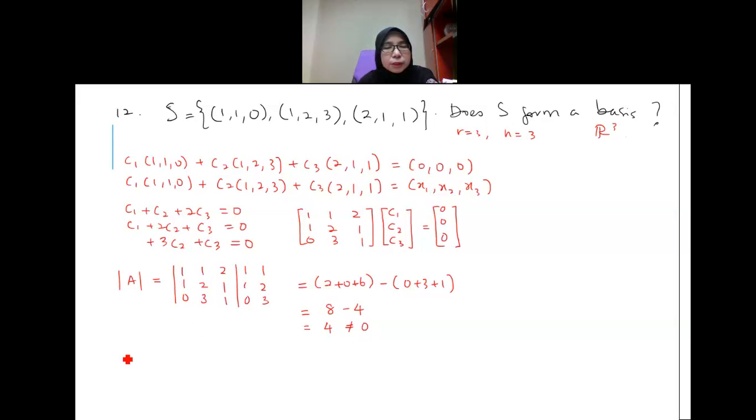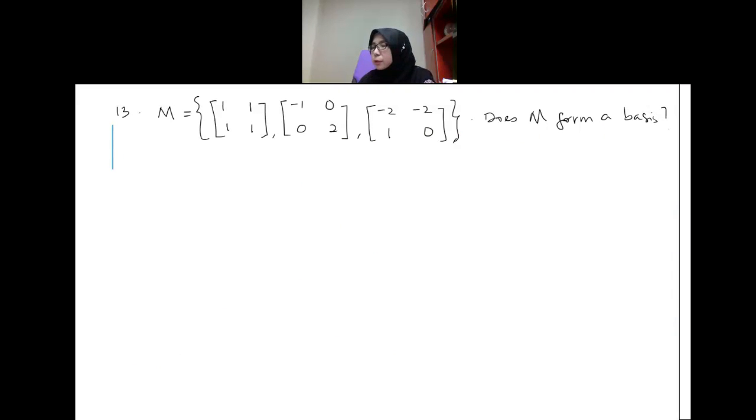So write the conclusion: since the determinant of A is not equal to 0, S is a basis, or S forms a basis for R cube, right? Okay, next question, question 13.